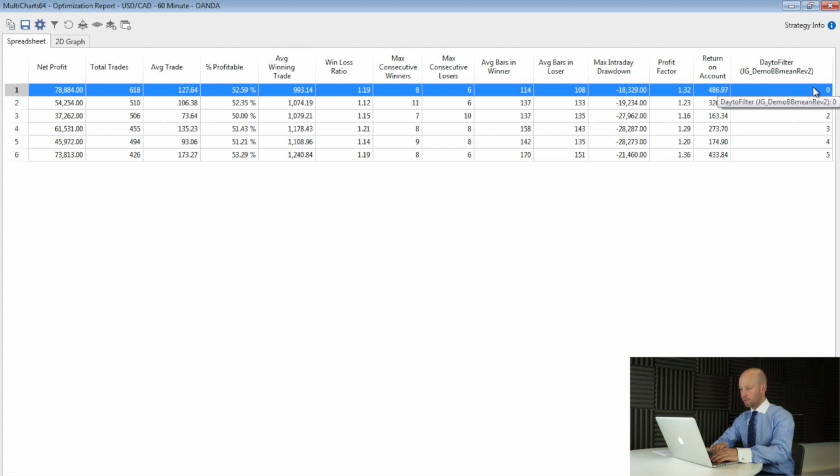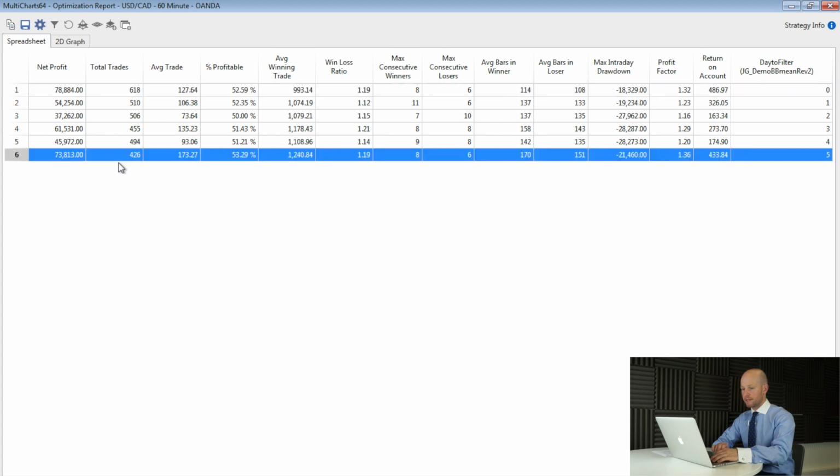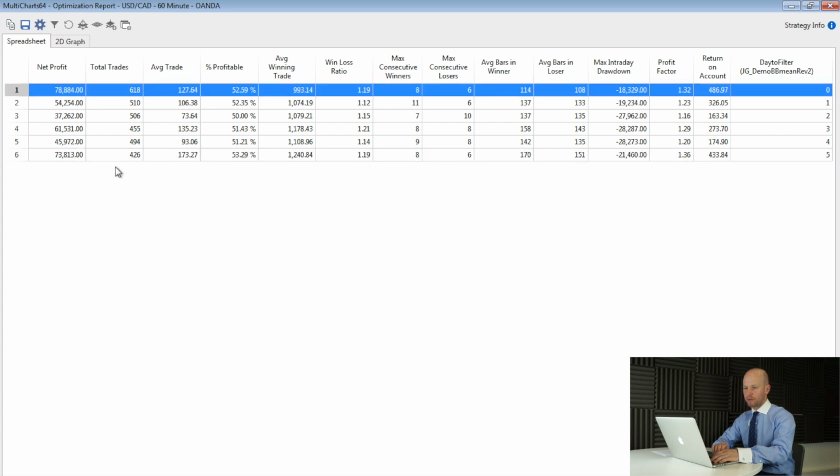So if we filtered day 0, we get all of the trades. Remember, we've got that average trade of $127 like we've just seen. Net profit, 78,000. So looking down the results, the best day to filter is day 5, which is a Friday. We do get a higher average trade, but it is lower net profit. So because it does actually reduce the trades quite a lot, it doesn't increase the net profit, and $127 is still okay anyway. I'm not going to bother using a data filter. I'm just going to leave it to taking trades every day.